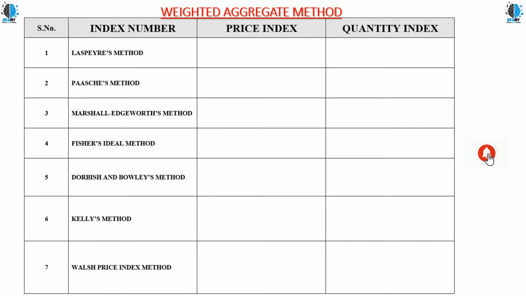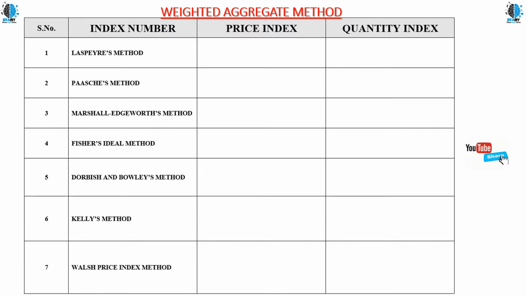Weighted aggregate method. In this we have 7 different types of index number. In this video I will be teaching you how to create price index and quantity index of 7 different index numbers under the weighted aggregate method. So let's start with this.